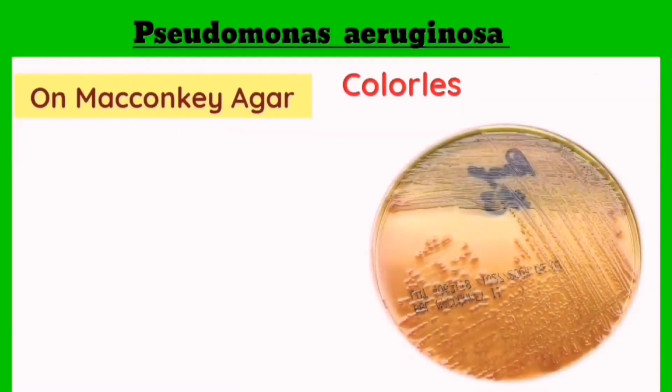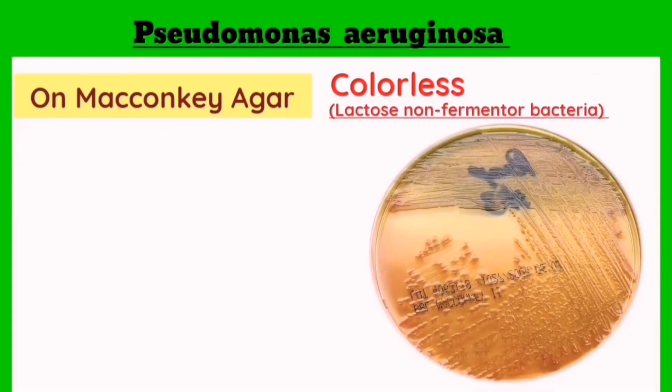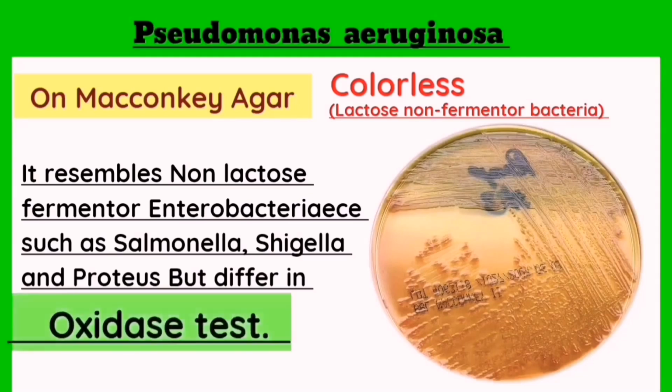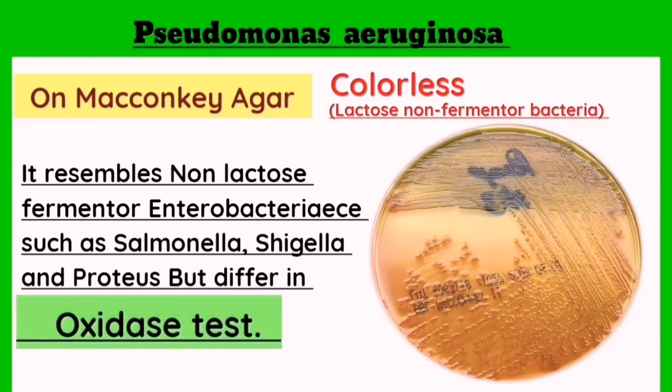On MacConkey agar, it produces colourless colonies because it cannot ferment the lactose present in the media, which is why it resembles the non-lactose fermenting group of Enterobacteriaceae like Salmonella, Shigella, and Proteus, although these are easily ruled out by the previously mentioned oxidase test.